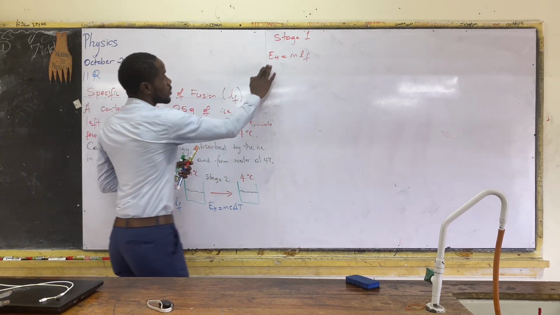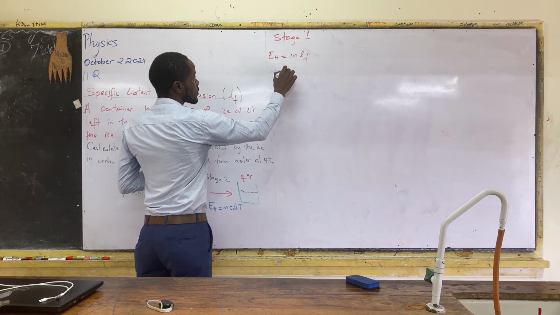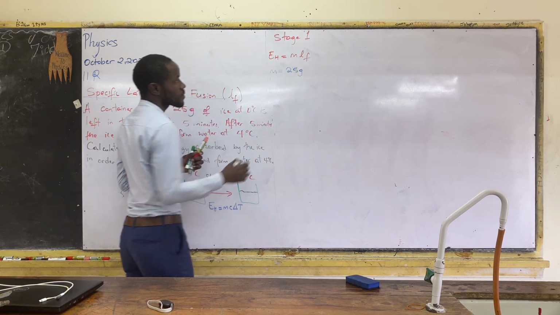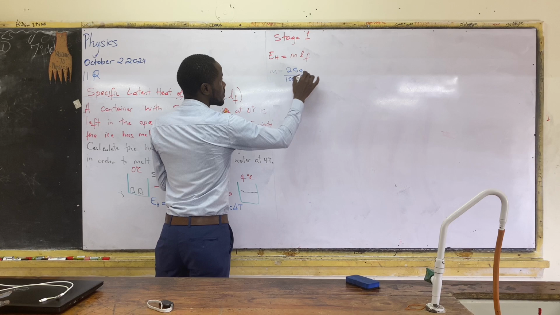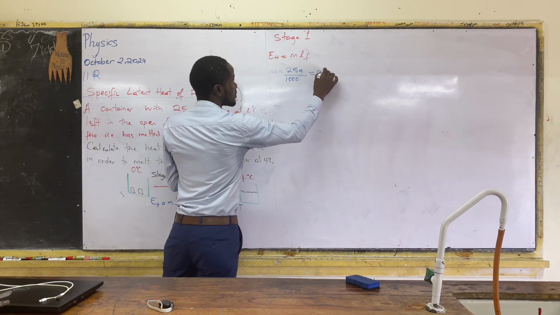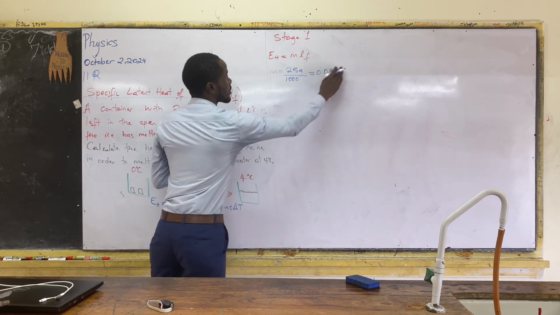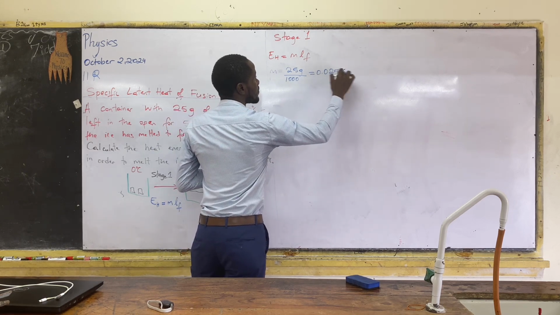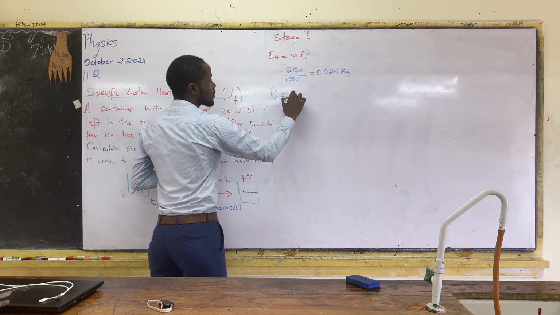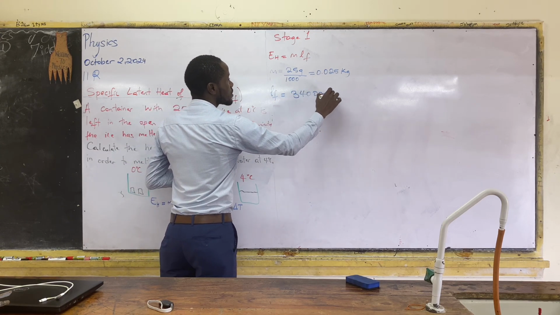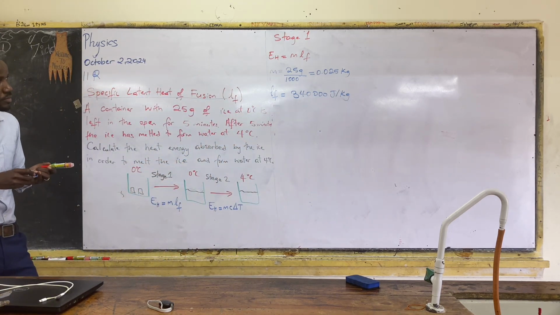Now, if we note down some variables, M is 25 grams, but we're going to convert it to kilograms by dividing by 1,000. So we get 0.025 kilograms. And LF is always 340,000 joule per kilogram, once you're dealing with water.